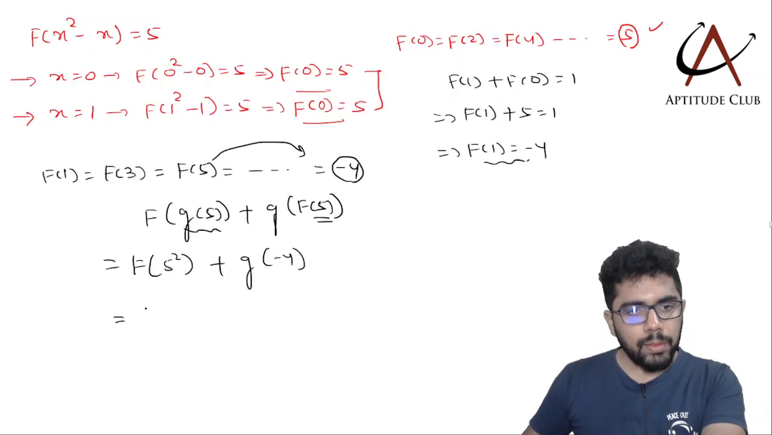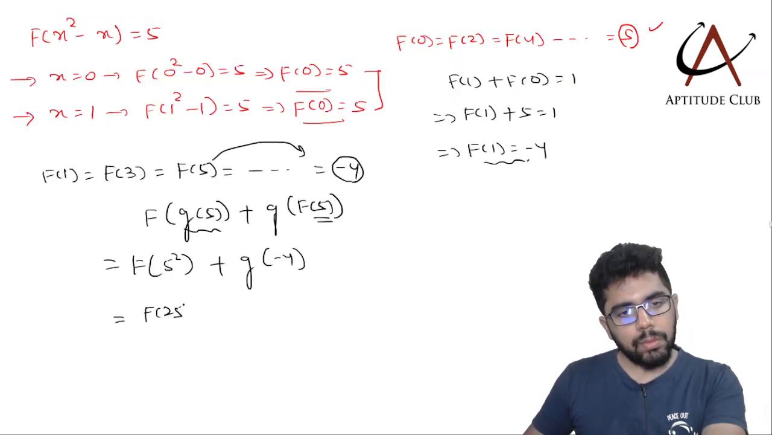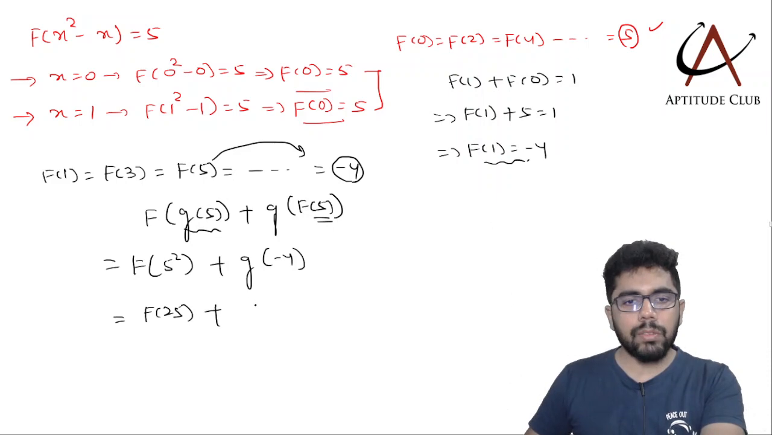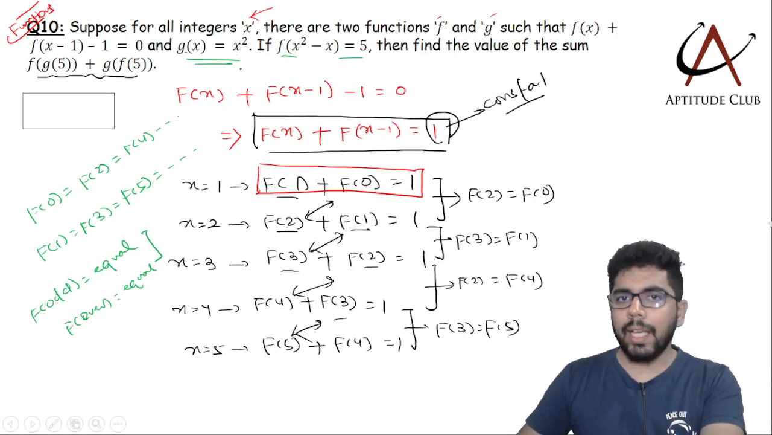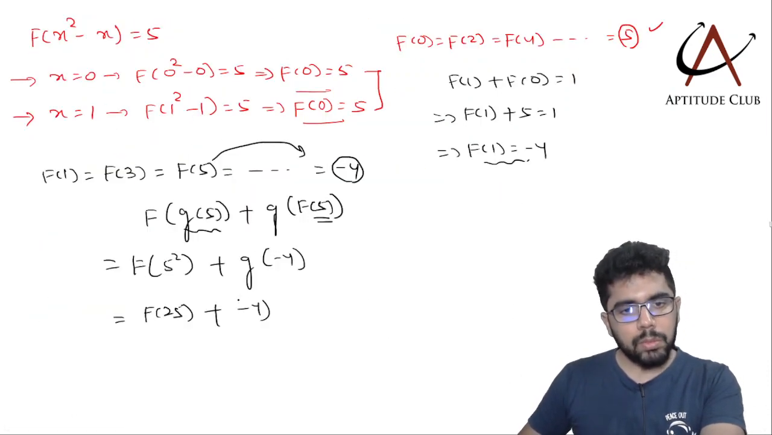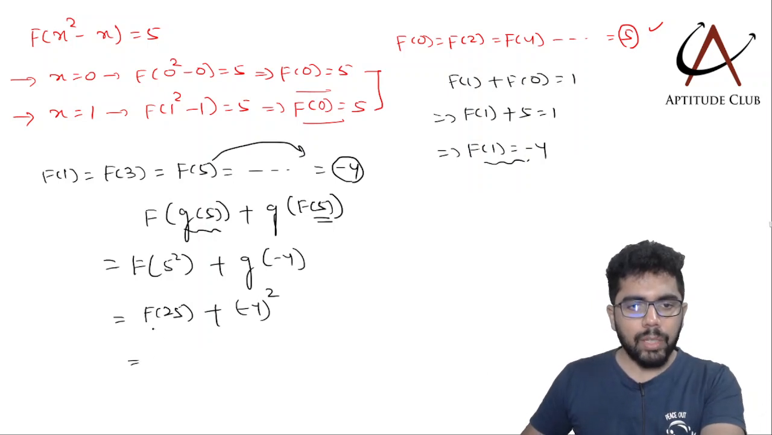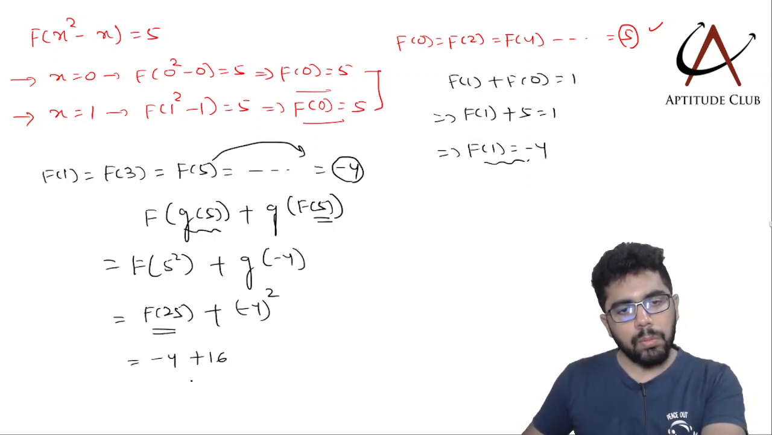So f of 5 square means f of 25 plus g of minus 4. G of x is x square, so this becomes minus 4 square. Now f of 25 means f of odd, so this is minus 4 plus 16. The answer is 12.